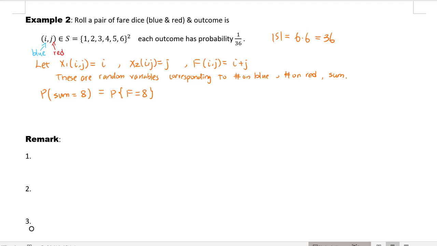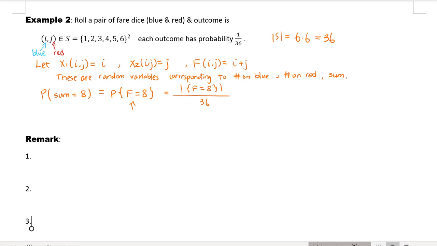Okay, what is this? Because all outcomes are equally likely, this is just the size, the number of elements in the event, 8, over the total number of outcomes in the sample space, which is 36. Okay, so how many outcomes are there?